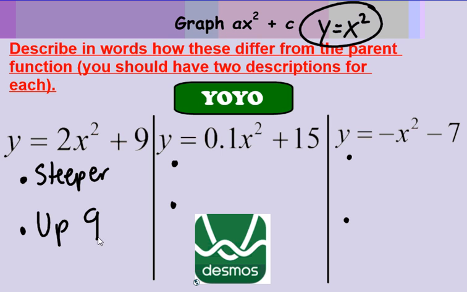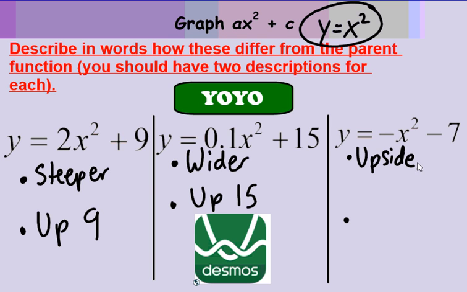Okay, welcome back. This is what you should have said. 0.1 is in between 0 and 1, so it's going to be flatter. You could say flatter, you could say wider, you could say compress vertically. It means the same thing. +15 means it moved up 15. This negative means it's going to open upside down. It's actually the same steepness, though, because it's still a 1. -7 means the whole graph also moved down 7.